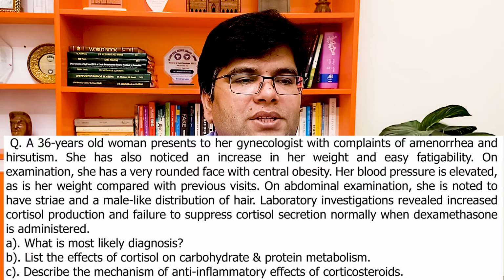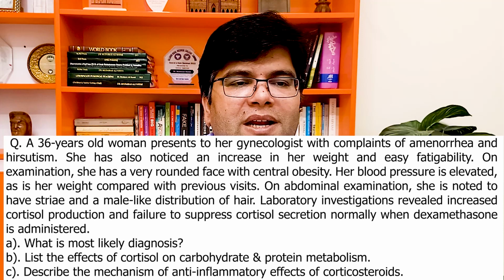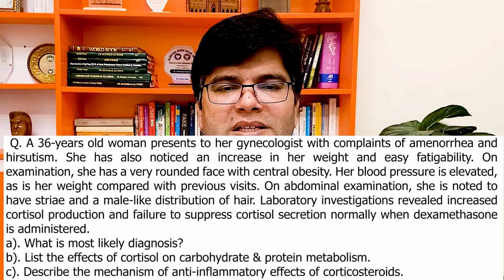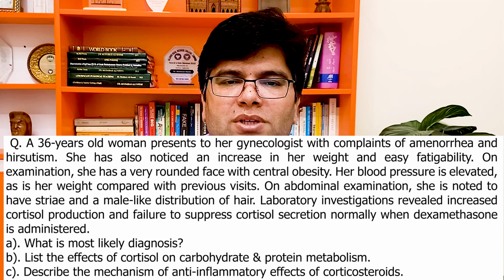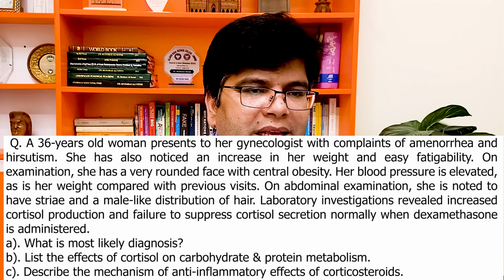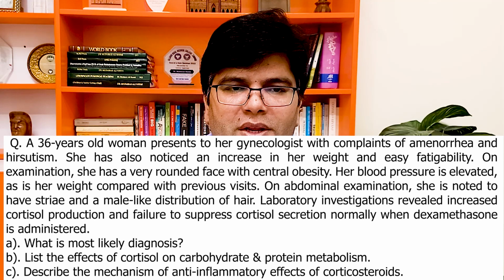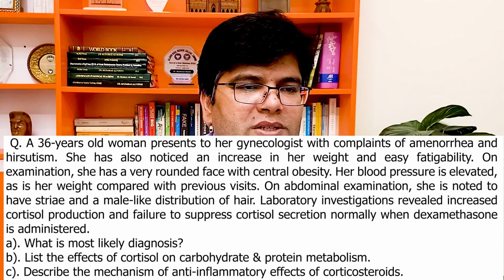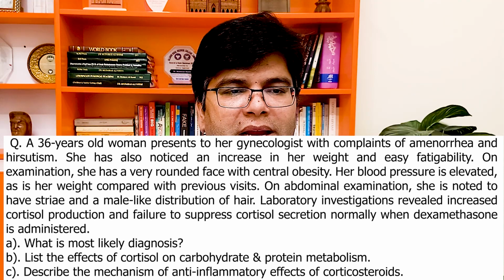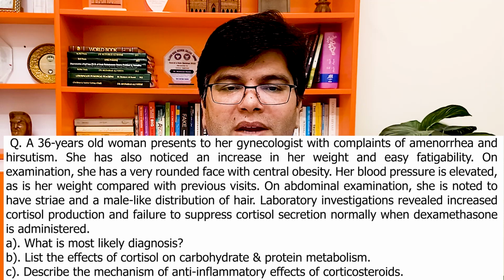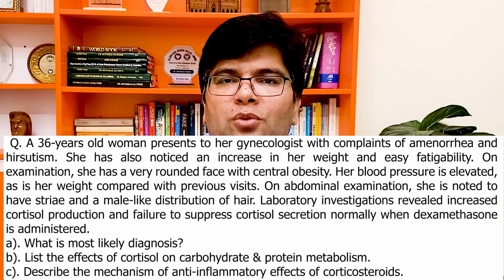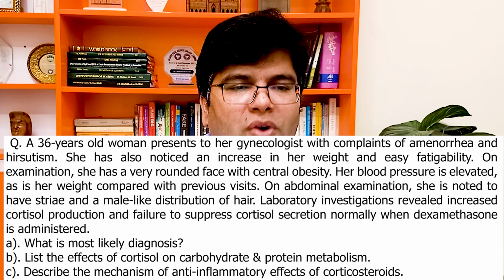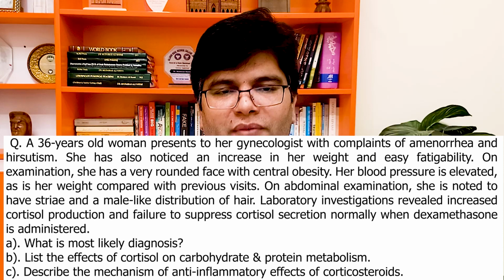Next question is, a 36-year-old woman presents to gynecologist with complaints of amenorrhea and hirsutism. She also noticed an increase in her weight and easy fatigability. On examination, she has very rounded face and central obesity. Her blood pressure is elevated, as is her weight compared with previous visits. On abdominal examination, she is noted to have stria and male-like distribution of hair.